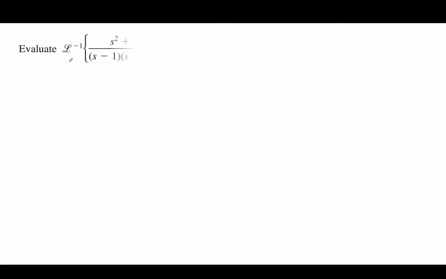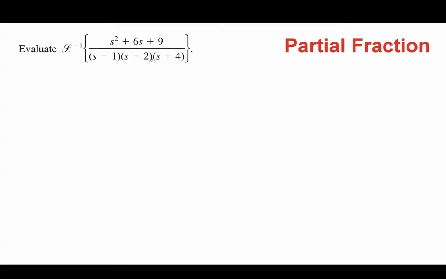So our goal is to evaluate the inverse Laplace of (s squared plus 6s plus 9) divided by the multiplication of these three distinct linear terms. We're going to use the method of partial fractions. As you remember, we're going to take this rational expression and set it equal to some simpler fractions.